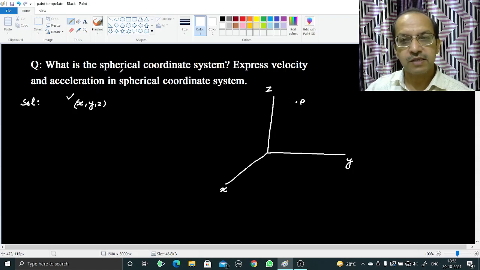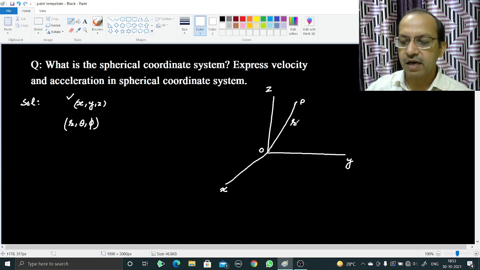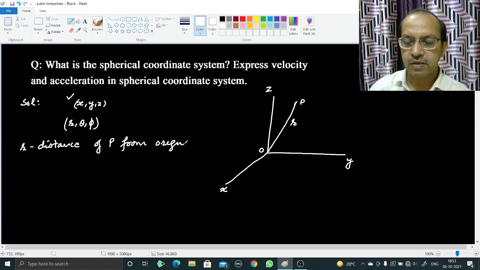Now in this new coordinate system, or you can say spherical coordinate system, the coordinates are r, theta and phi. So we will first define what is r, what is theta and what is phi. So in this system, the distance between origin and the point P, this distance OP, it is actually R. So R is the distance of P from origin O. That is, it is actually the displacement vector, you can say. So it is R.